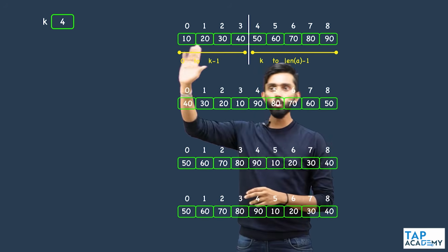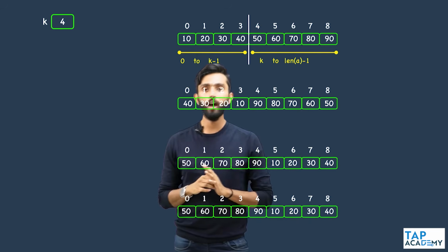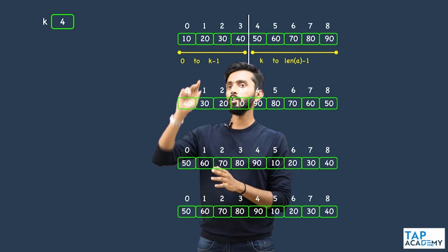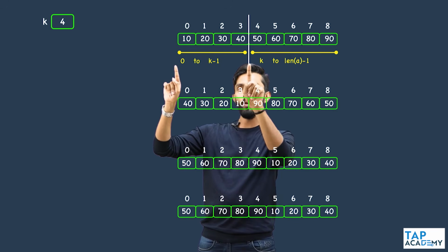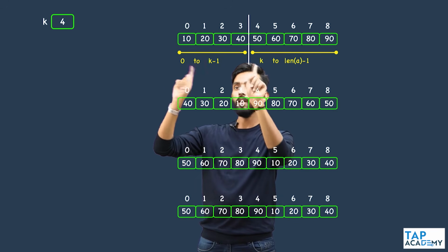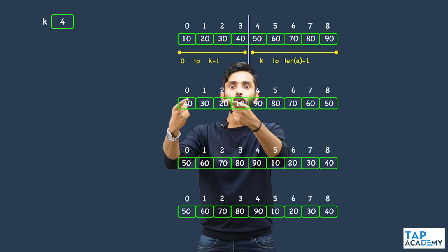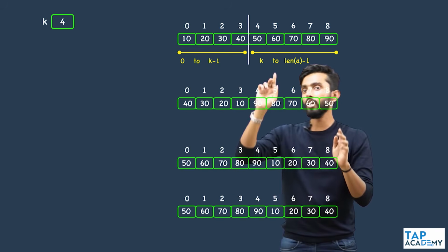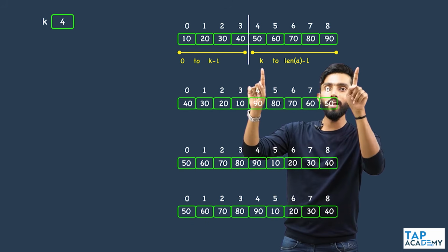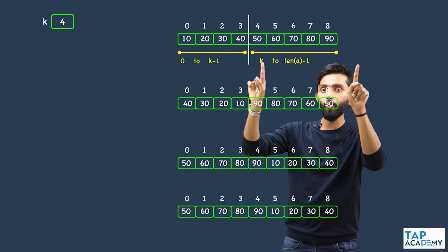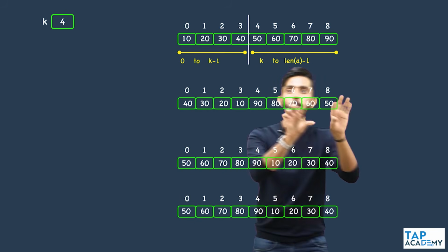Now, you got 2 parts. Now you create a reverse function. How to create it? I will show you. Now I'll tell the reverse function, hey reverse function, start from 0 till K minus 1. This part, please reverse it. If it reverses it, what will I get? 40, 30, 20, 10. Again, I will call reverse function and tell, hey, reverse function, reverse from K, that is your starting point, till the last index, length of A minus 1. It will reverse it. I will get 90, 80, 70, 60, 50. Good. Part 1 got reversed, part 2 got reversed.